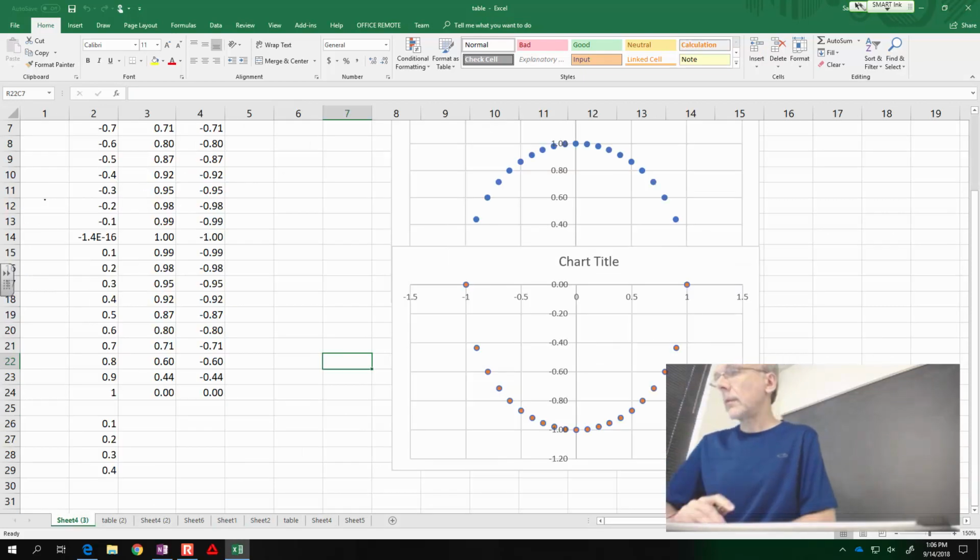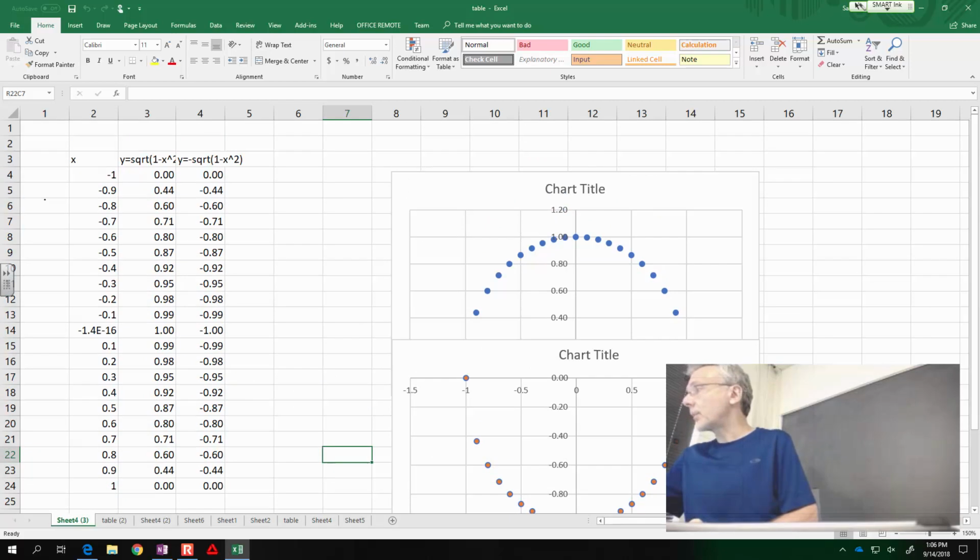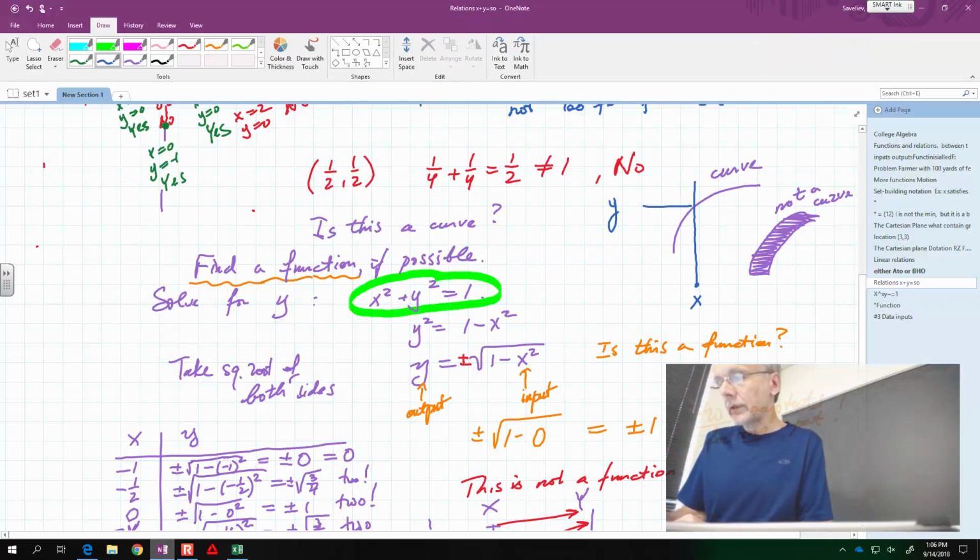So we plotted the two graphs separately, and we ended up with two semicircles. If you merge those two graphs, you will have a literal circle, maybe with some missing points. Okay, so let me continue with the review.